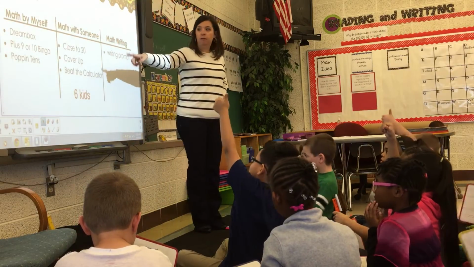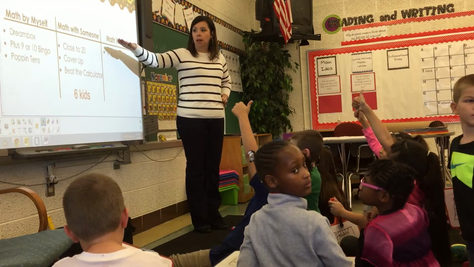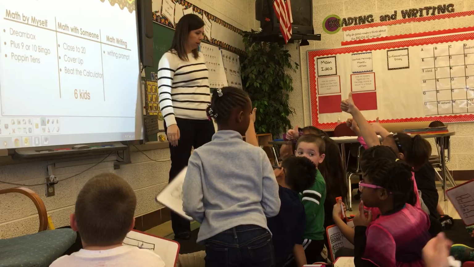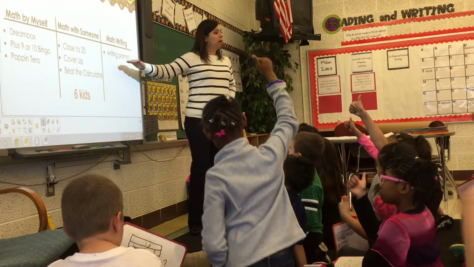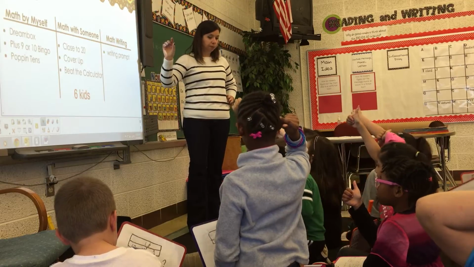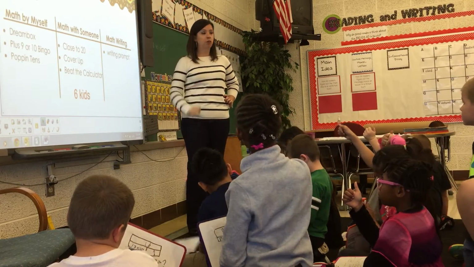Your math by myself choices are DreamBox, Plus 9 or 10 Bingo, or Pop and Tens. Math with someone choices are Close to 20, Cover Up, and Beat the Calculator. Math writing is a writing prompt. It's a little strip of paper that you can glue into your math journal. You know you always have a choice, Jaira. This is your choice for math writing.